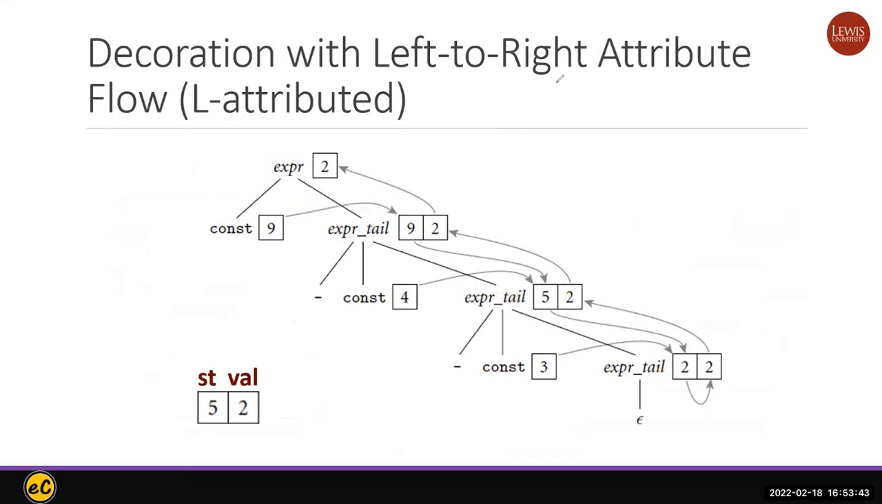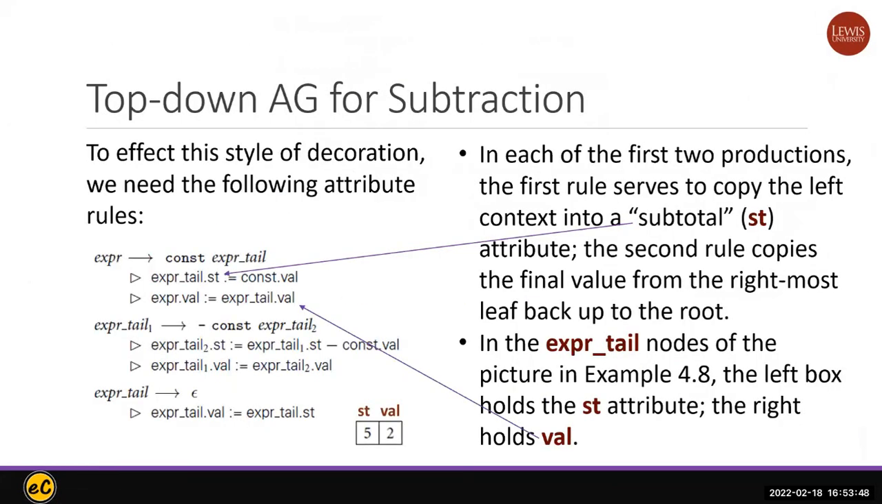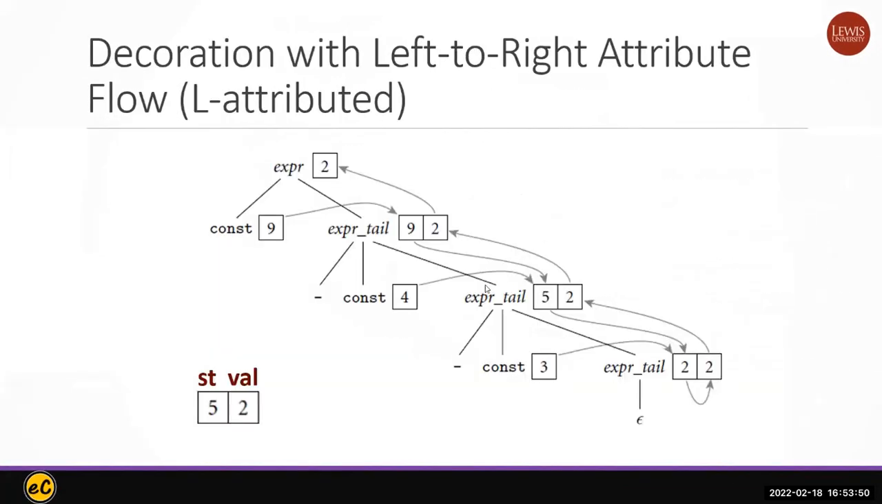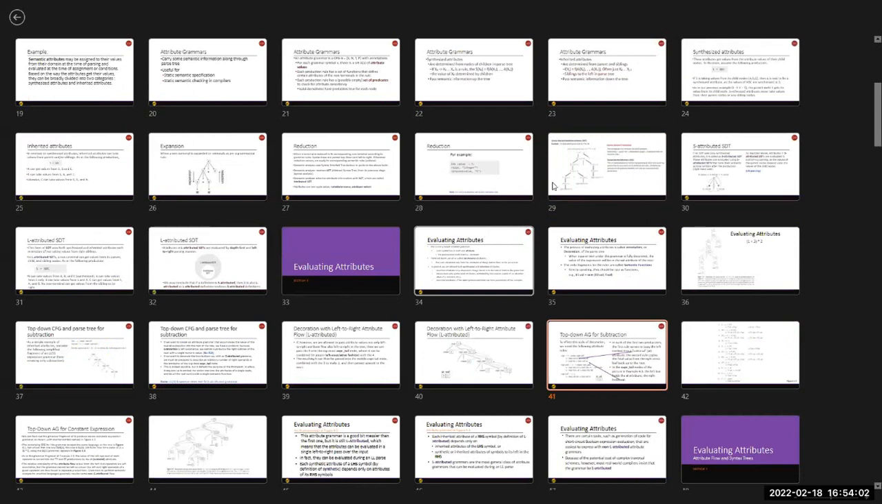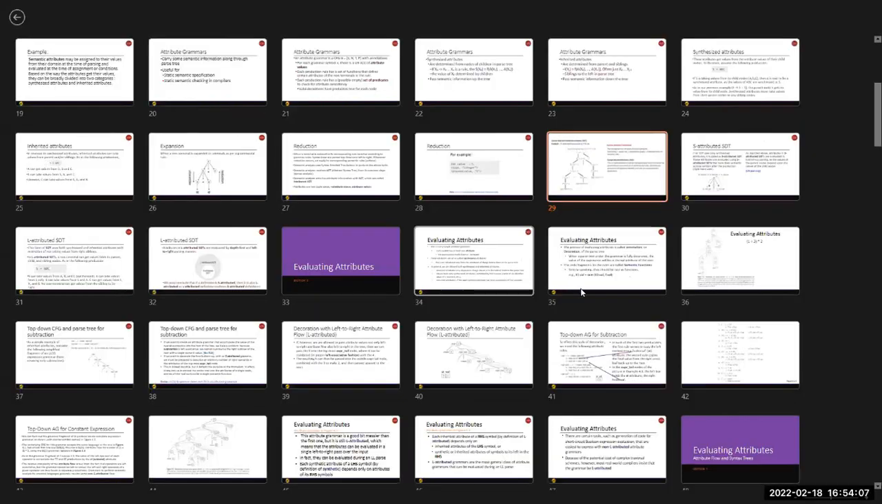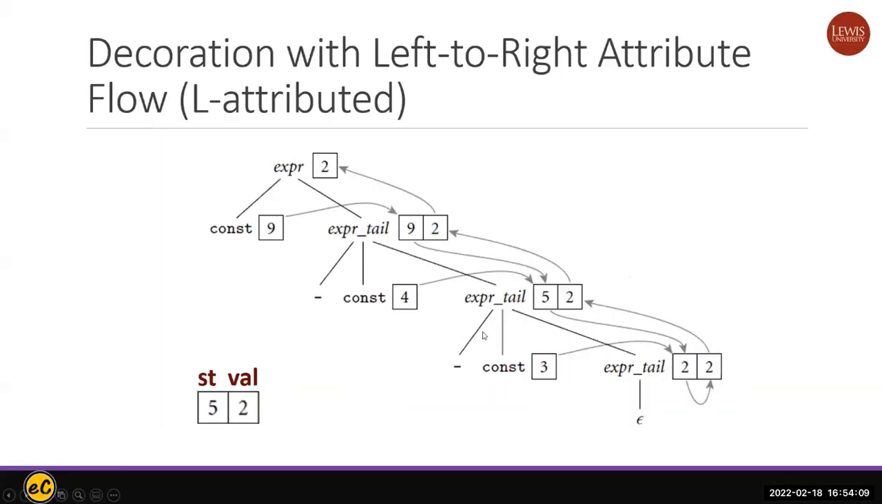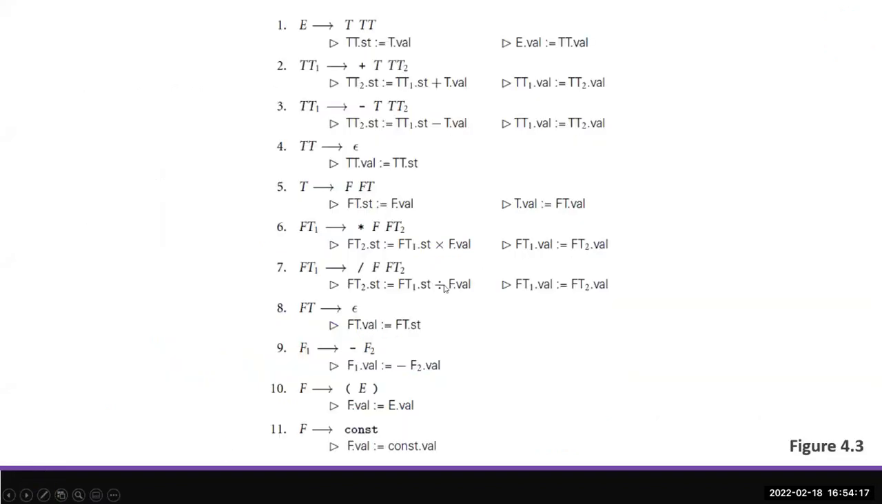ST is subtotal. So using ST is the so-called L attribute, and we decorate the constant. So here I show you that your context-free grammar can be decorated in different formats: S attribute, or you can decorate in L attribute for the same syntax tree. That depends on how you write the attribute grammar.